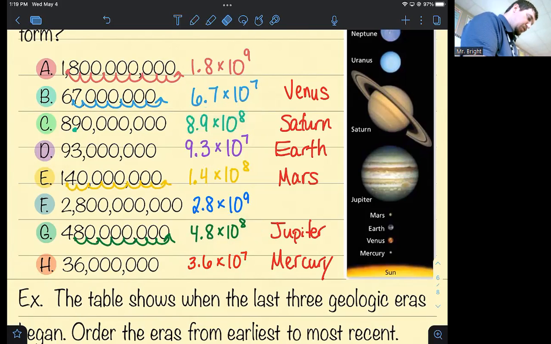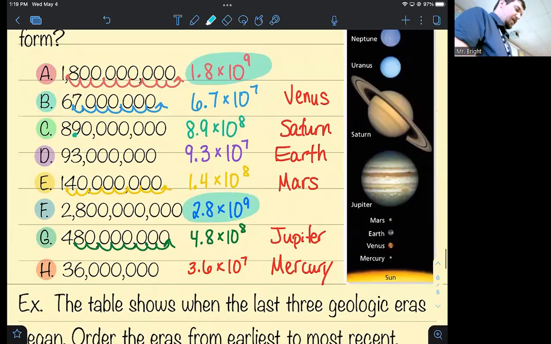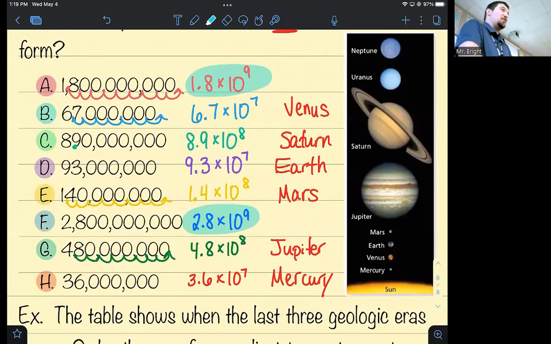And then we have 2 that are to the power of 9, planet A and planet F. Which of those 2 is Uranus? Sorry, Uranus. That's less offending to you. Christian? A, yes.